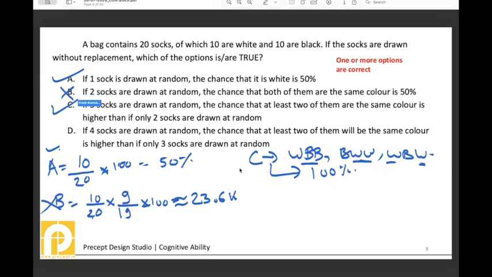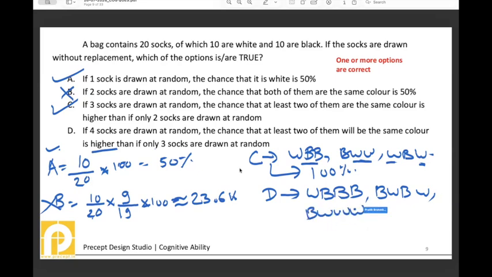So C is correct because it's higher than 50% of when I draw 2 socks. All right. D says if 4 socks are drawn at random, the chances of at least 2 of them being of the same color is higher than if only 3 socks are drawn at random. So in this case, it's the same case with the C option. When I draw 4 socks at random, the combinations may look something like this. Okay, or maybe BWW, where I get 4 white, 3 white and 1 black, or any other possibility.